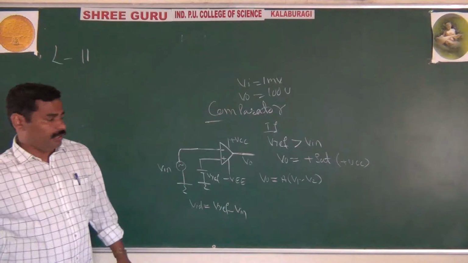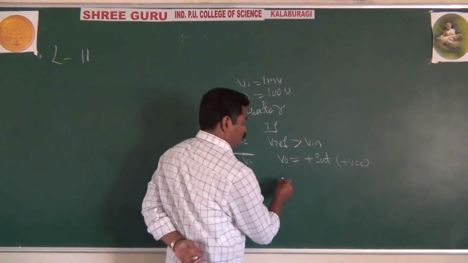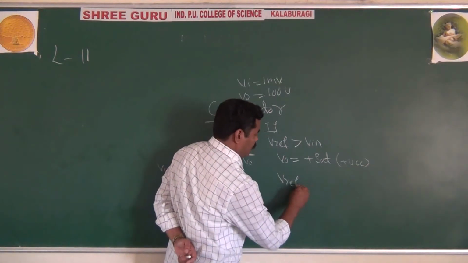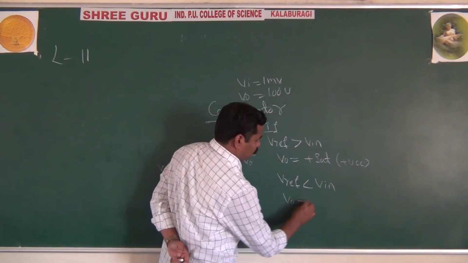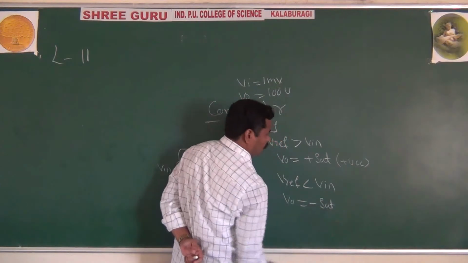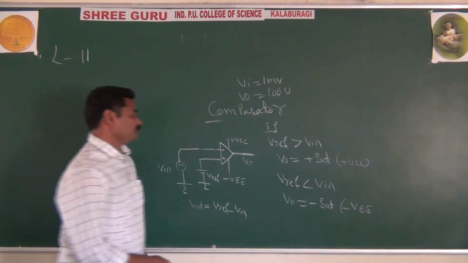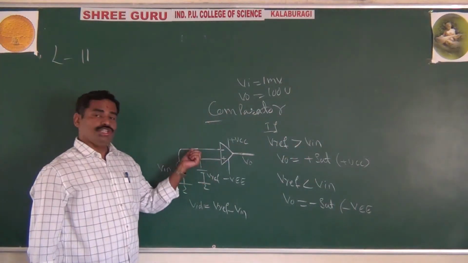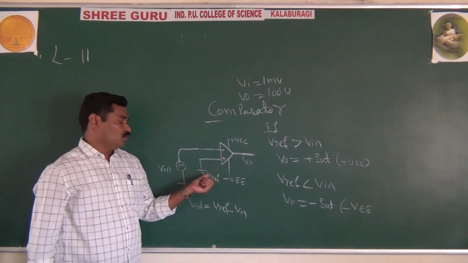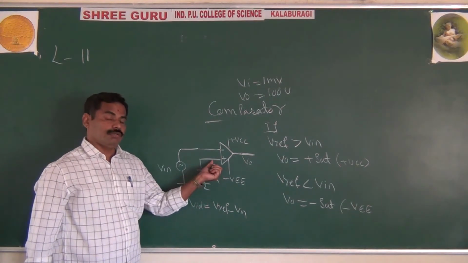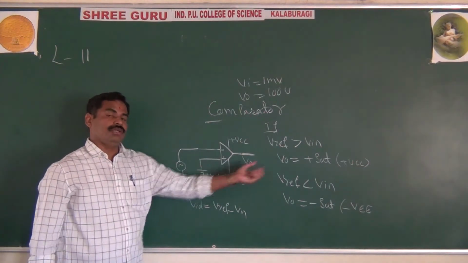In the same way, if the reference voltage VREF is less than Vin, then we get V0 equal to negative saturation, or minus VEE. It means that depending on which input is larger, we get the output. Especially, whatever is applied to the non-inverting terminal, whenever it is more, we get the positive saturation. If it is very less, we get the negative saturation.